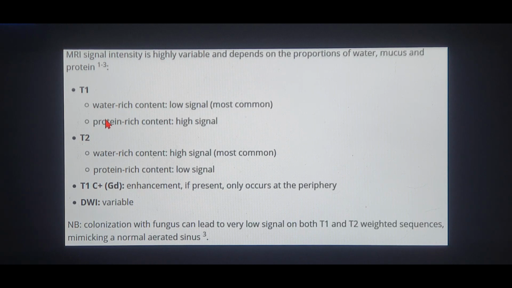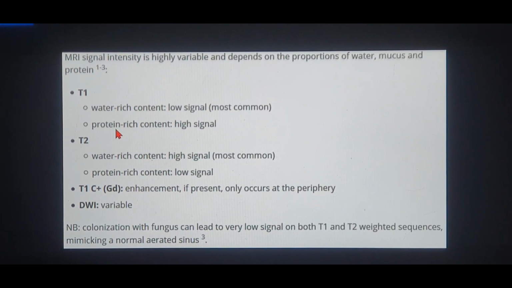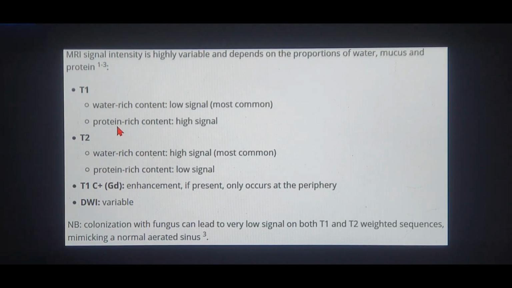But for protein, it is really the opposite of that. We all know that CSF or any fluid will appear bright white only on T2 and iso to hypointense on T1. So the same goes for water, which is hypointense on T1, but it goes opposite for protein. If there is protein, it will be hyperintense on T1. Okay, it will be high signal on T1.